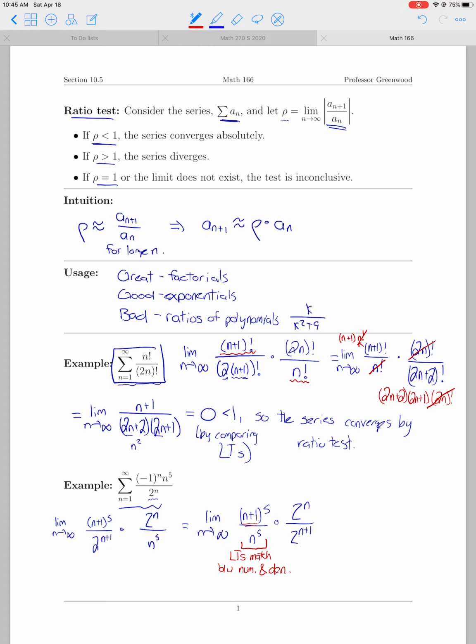And then for the other term right here, the 2 to the n over 2 to the n plus 1, that simplifies because the 2 to the n's will cancel. And so that just simplifies to 1/2. And so if we take the limit of this, then we just get 1 times 1/2, or in other words, 1/2 overall. And that is less than 1, and so this converges, as we predicted before, by the ratio test.